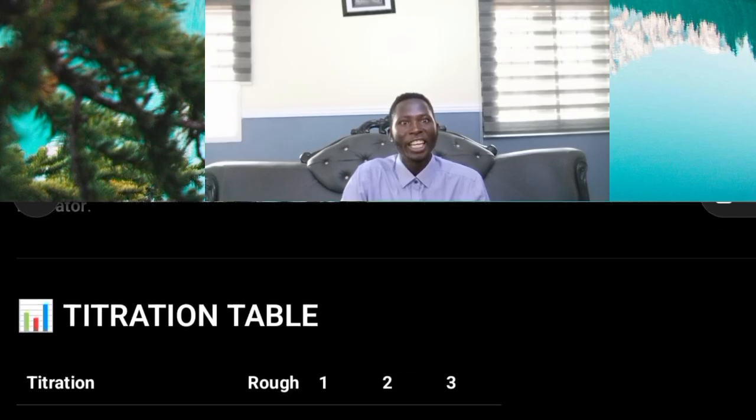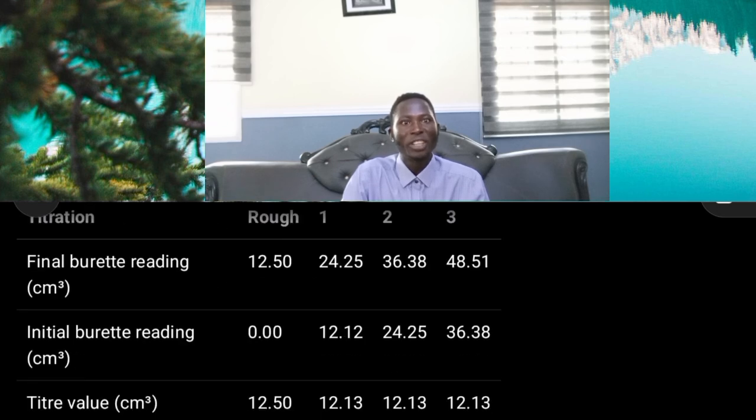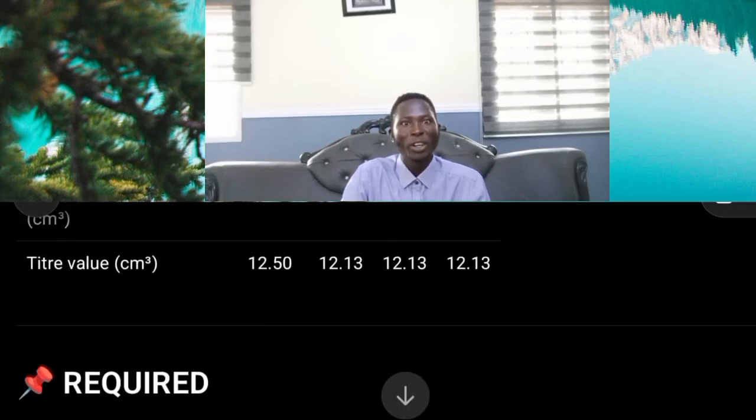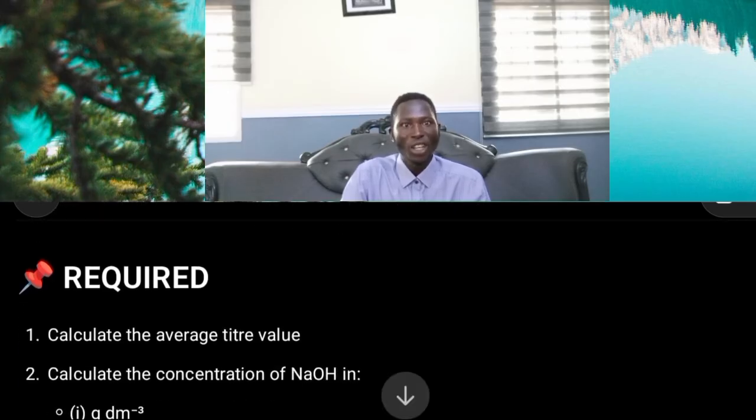So the titration table, this is my own titration value, the practical value. I don't know how yours will be based on your initial and your final readings, but what you need to know is that at the end you have the average value of 12.13 cm³. So now these are the questions that you need to put your attention on.